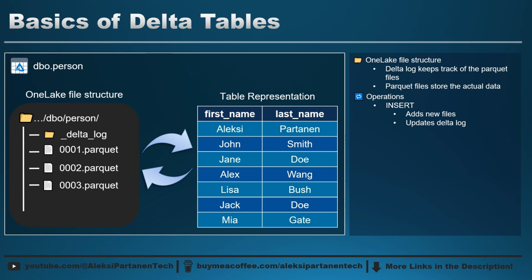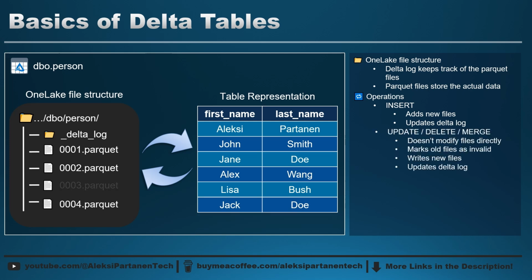Other operations like updates, deletes, and merges work a bit differently. For example, if we want to delete data and run a delete statement to our delta table and delete one row there, the delta logic is not actually going to delete any data.